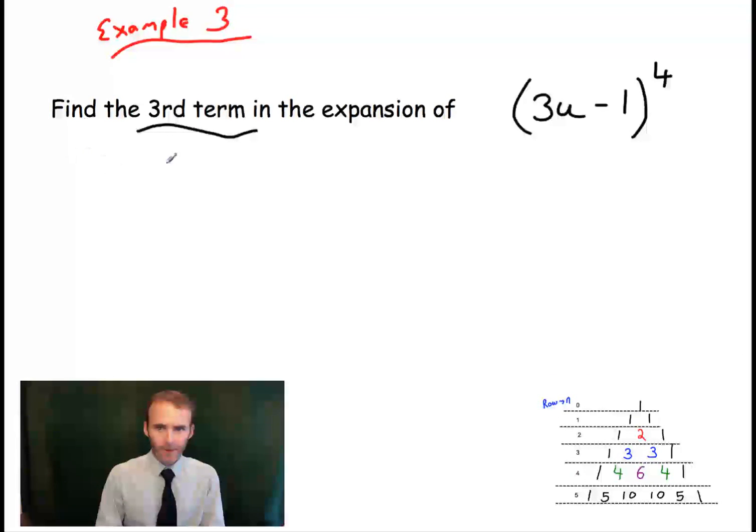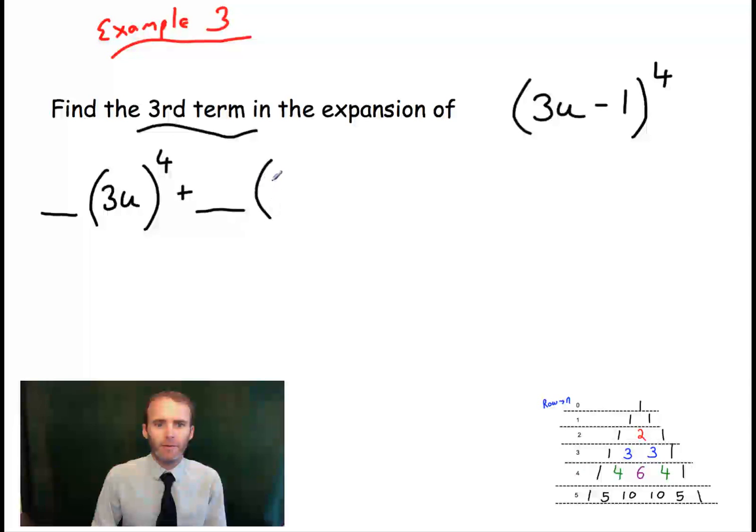So we have 3u minus 1 to the 4th. If you notice right here, 3u, it's not just a single variable. We have this 3 here, so that's going to add a little bit of a trick. So let's try this. We have first our blank, then I'm going to put in parentheses 3u, and it's raised to the 4th power. Now I have plus a blank, and I have 3u to the 3rd power. Notice that I'm putting the 3u in parentheses and I'm raising the whole thing to the 3rd power.